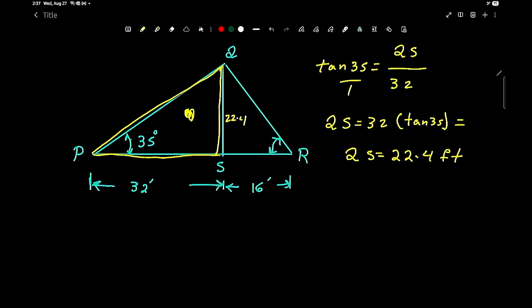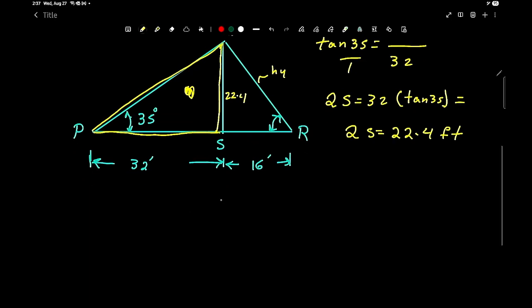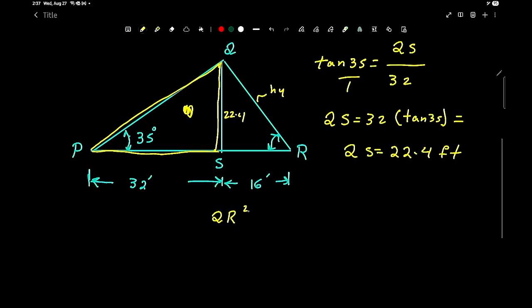Next thing we want to know is QR. You've got a right triangle right here, and this will be the hypotenuse, and therefore we can say QR squared is equal to this side squared, which is 16 squared, plus 22.4 squared. And that comes out to become 758 feet.